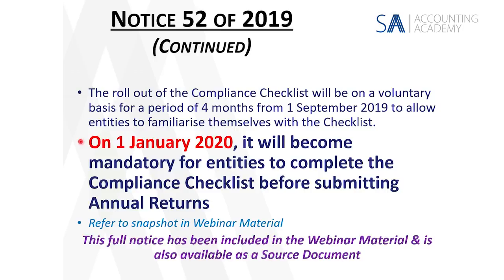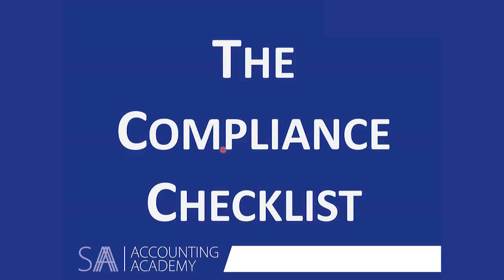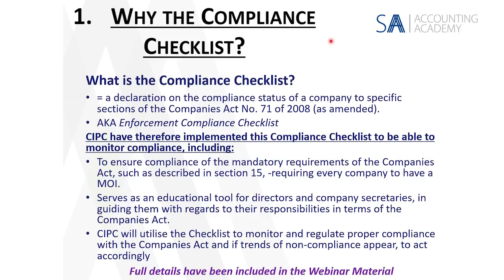So whether your period to submit your annual return is only in September or wherever the case may be, it doesn't matter. At that point in time, your compliance checklist will have to be completed. So that's your notice 52. Very important there, this date, 1 January 2020. So looking at the compliance checklist, let's go and see what this is all about.